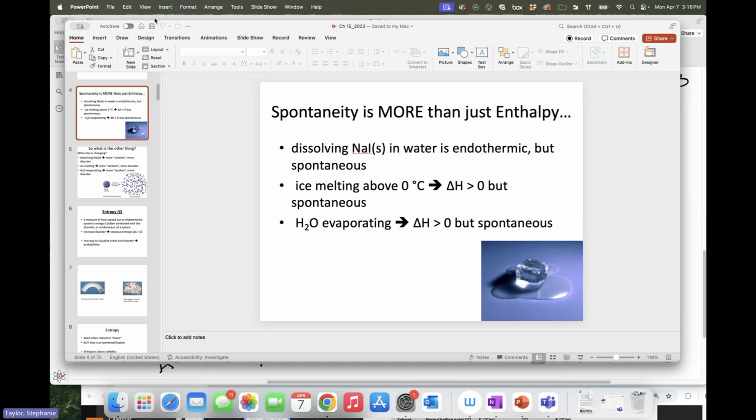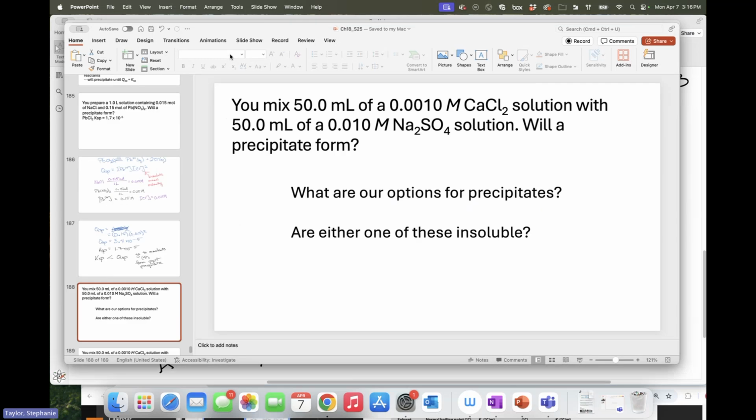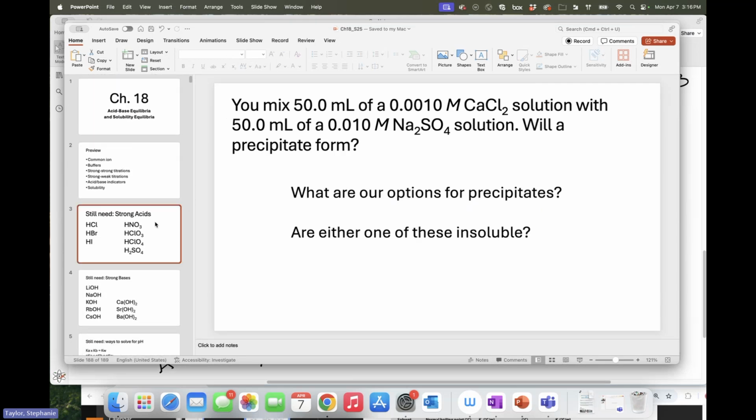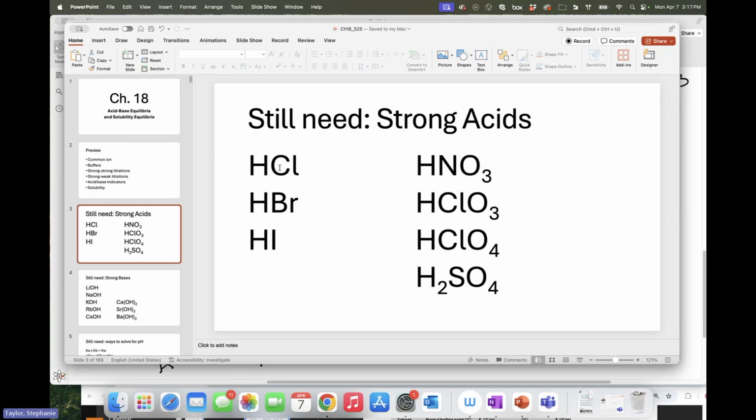Since I've talked about strong acids and strong bases, let me go ahead and put those up real quick. So here are my strong acids. There are 7 of them. 3 of them, HCl, HBr, and HI, are all together on the periodic table. The other set you basically have to have memorized, so however you like to memorize these is up to you.